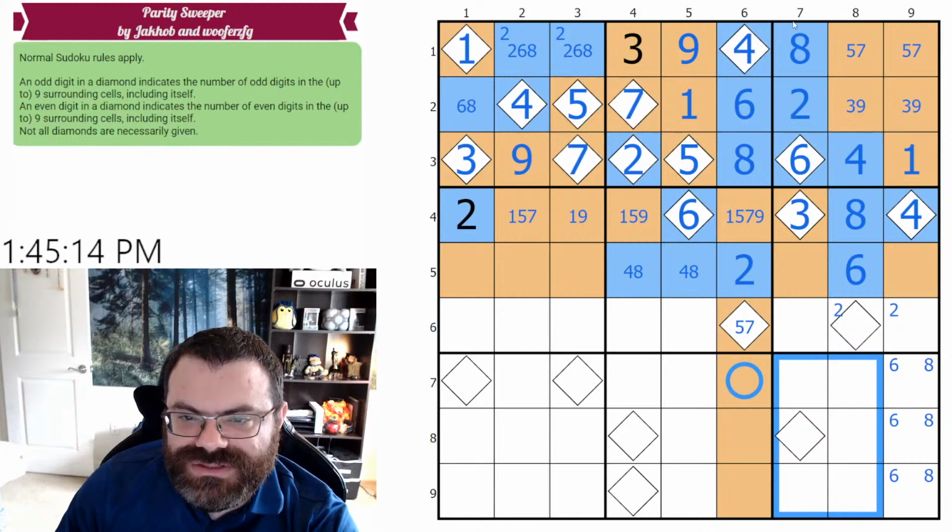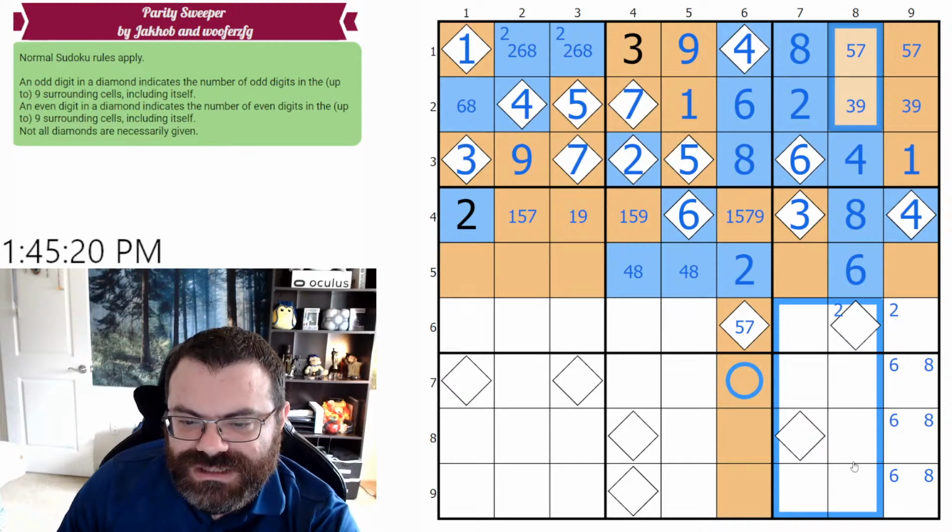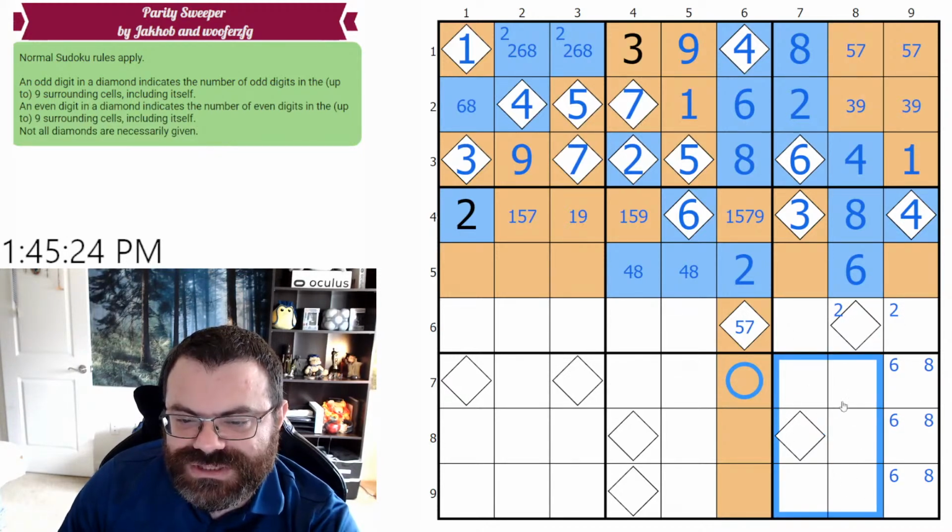Okay, so let's look at these 2 columns. We already have 6 evens used. We only get 2 more evens in this whole area. So if this was even, it would have to be a 2, but it can't be. So this is odd.